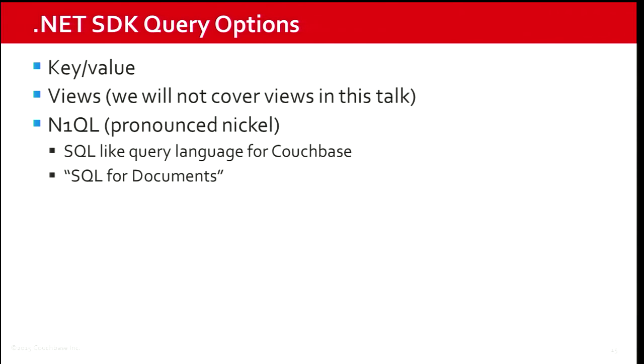There are three main ones. I've talked a little bit about this earlier, but the key value pairs are the bread and butter, right? That's your high performance CRUD operations. Then views: secondary indexes, lists, et cetera, created with map-reduce functions using JavaScript on the Couchbase server. Finally, we have Nickel. Nickel's our new query language. And we'll talk a little bit about that in a bit.